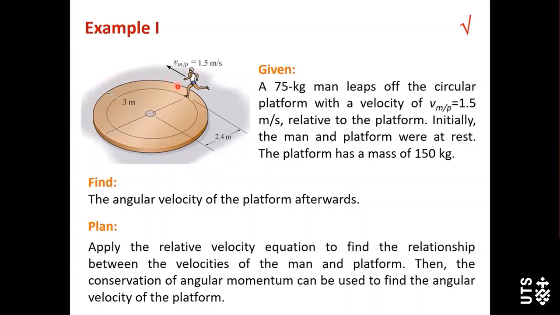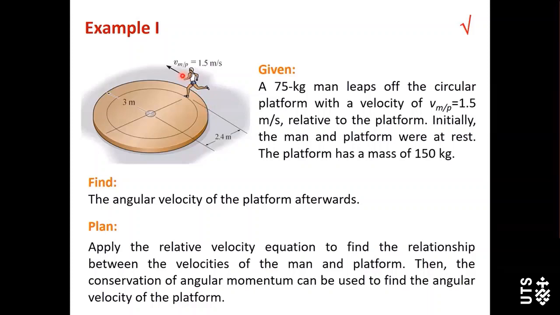a fixed axis through its circle center point. And here there is a man. The man and the platform were at rest initially. The platform's mass is 150 kilograms. The man's mass is 75 kilograms. This man leaps off this platform.